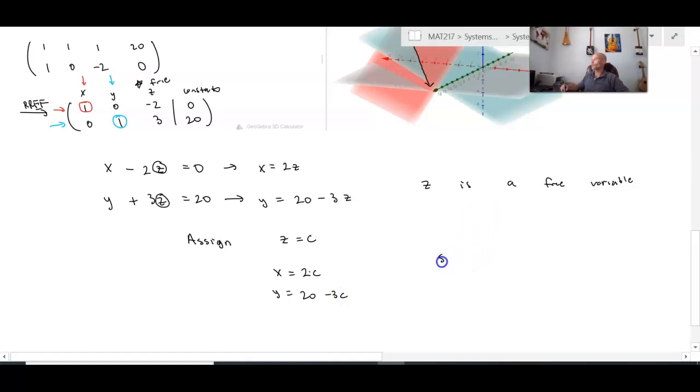Therefore, our solution set will be all ordered triples. These are triplets, or triples. They're not pairs anymore. Pair means 2. Of the form, if we plug in c for z, then y will be 20 minus 3 times that value, and x will be twice that value.